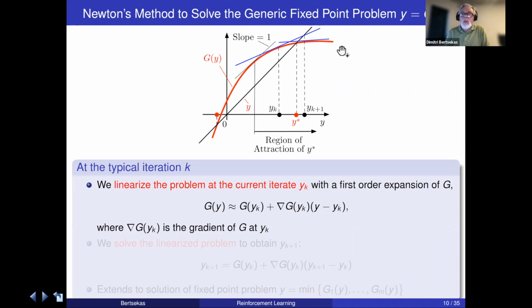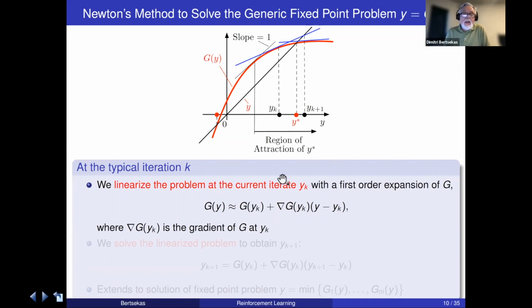So here's the graph of G, and we want to find a solution of this problem. And the solution is obtained at the point where the right-hand side meets the left-hand side. It's this. There's another solution over here also. How does Newton's method work? It's an iterative method. Starts from some y0, generates y1, and so on.